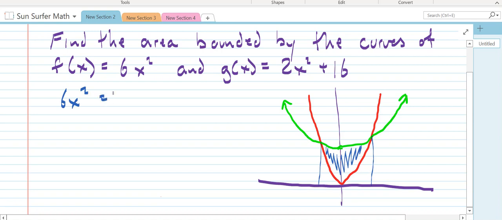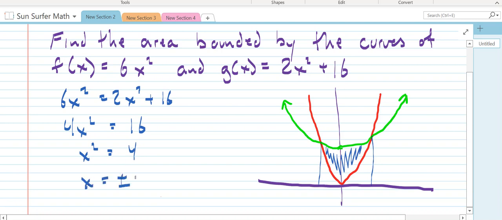6x squared equals 2x squared plus 16. Subtracting 2x squared to the left-hand side, we have 4x squared equals 16. Dividing both sides by 4, x squared equals 4. Taking the square root of both sides, x equals plus or minus 2. So here we would have negative 2, and here we would have positive 2.